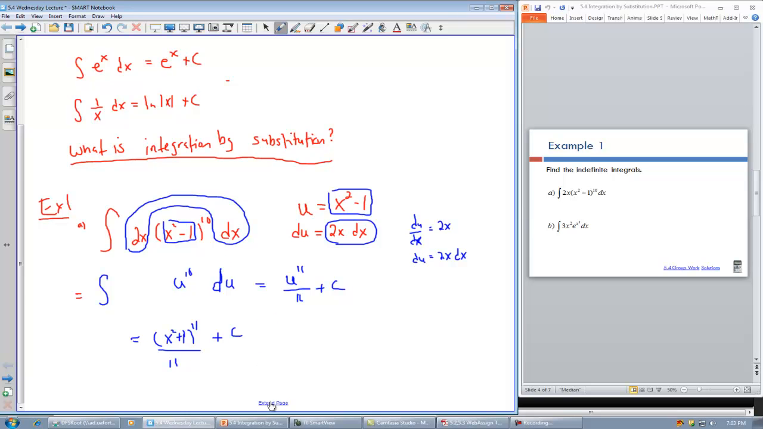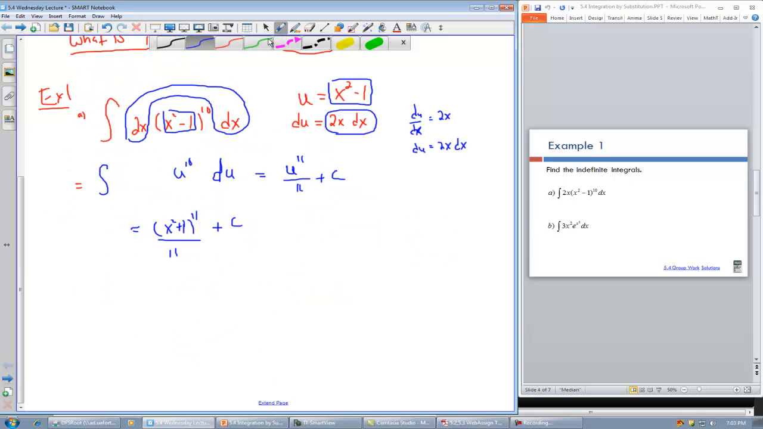Now let's do another one. Let's look at the next one, see if we can make sense of it. And so we have the integral of 3x squared e to the x cubed dx.